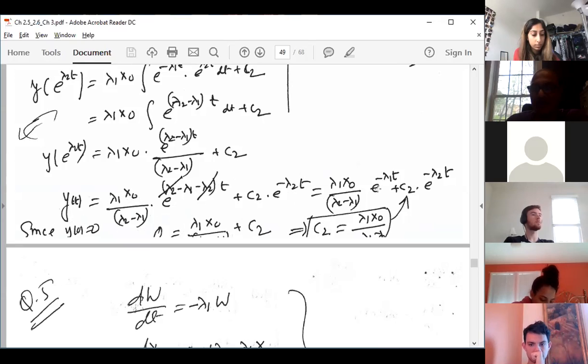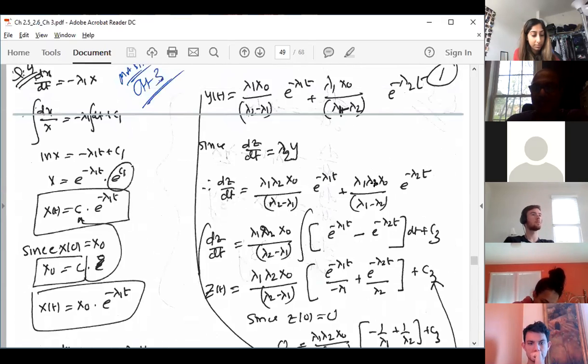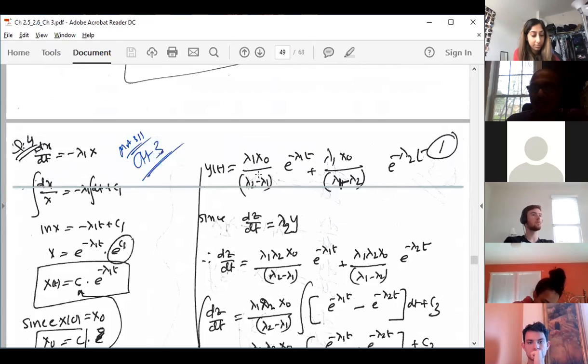Go back and plug this value of c2 over here in this equation. So we are getting yt. So now yt equals this one, lambda 1 x0. This is my final yt.